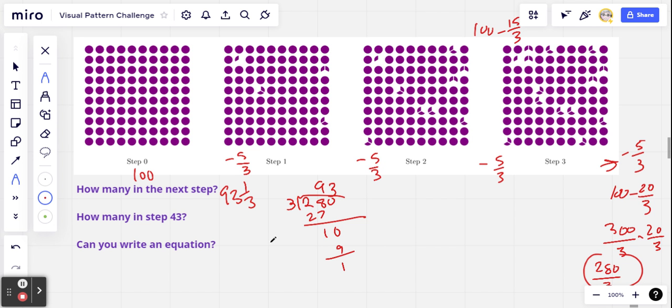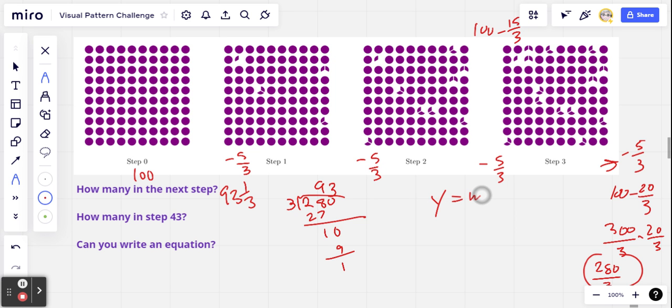Did you follow all that? That's some fraction subtraction and then some long division. Maybe you haven't done that in a while. All right, how about an equation for this? I don't think we have to make a chart with the numbers here, because for an equation, this is a linear pattern because it's changing by the same amount each time. It's going down, so what we multiply by x is going to be negative. In fact, it's going to be this negative 5/3.